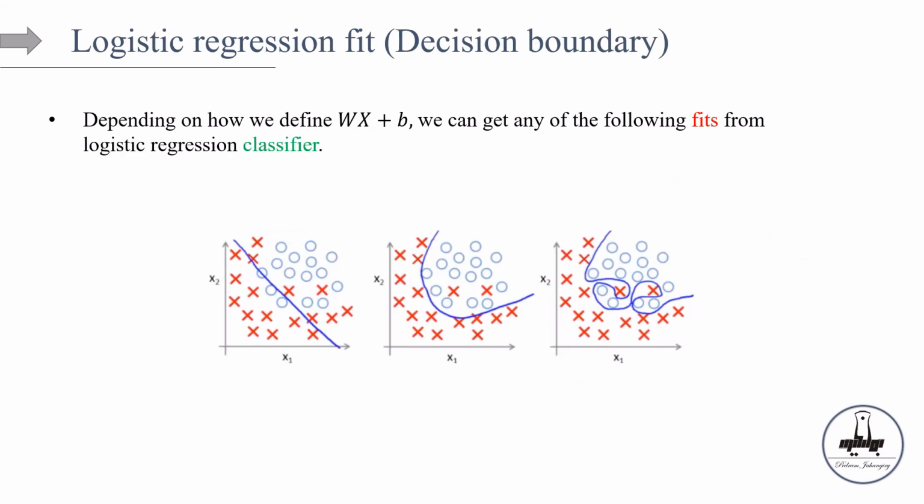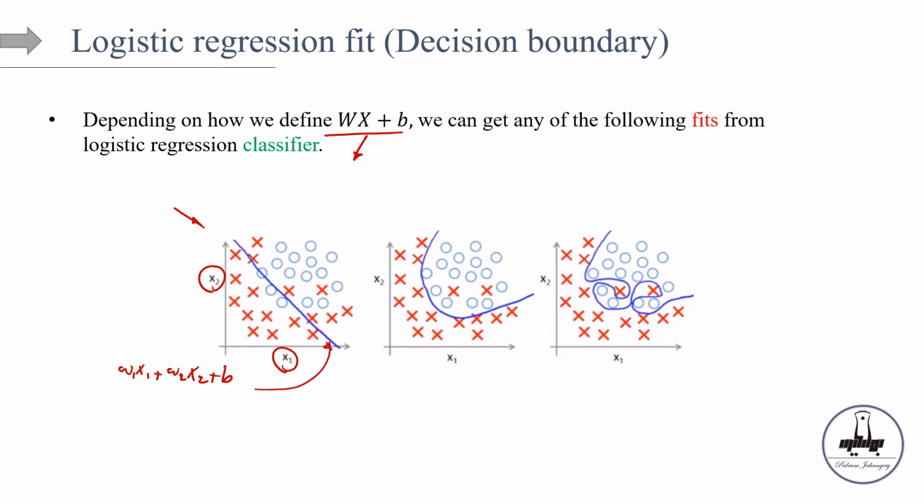Before concluding this video, let's talk about the logistic regression fit, or the decision boundary. Depending on how we define Wx plus B, we can get any of the following fits from a logistic regression classifier. So let's start from this one. Imagine I'm defining Wx plus B, and remember we're in 2D now. If I define it like this, W1 x1 plus W2 x2 plus B, this is what we're going to get.